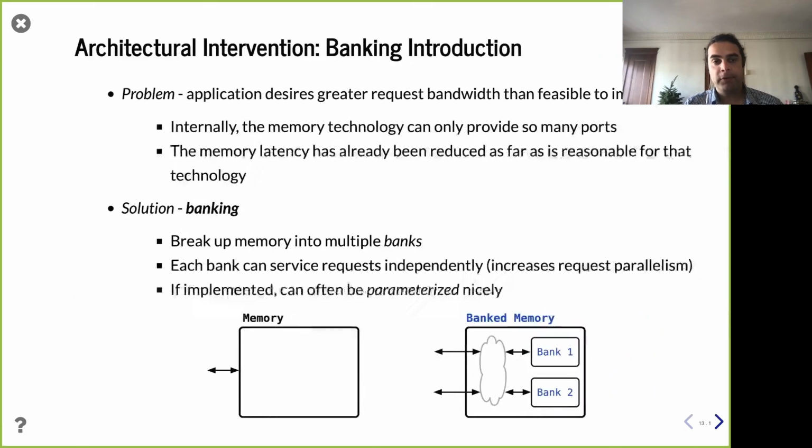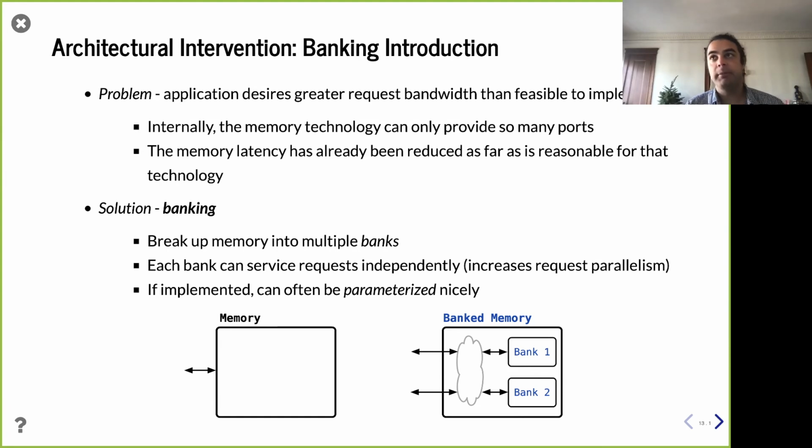Cool. Okay, so let's try some optimizations. First one, let's talk about banking, right? So the problem is that somebody wants more bandwidth than I can actually provide, right? And, as I said before, sometimes your technology is kind of a limit. I can do one port easily. If you're willing to pay a premium, I can get you 2 ports. But if you want what looks like a 4 or 8 port memory, that's not going to happen at the circuit level, right?